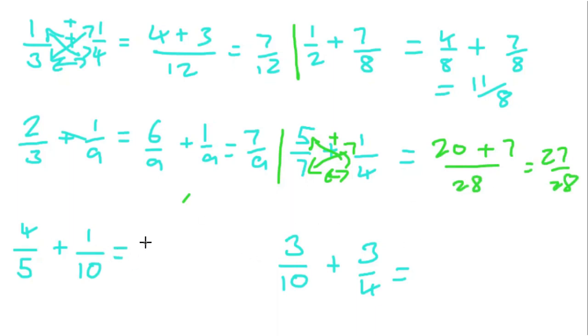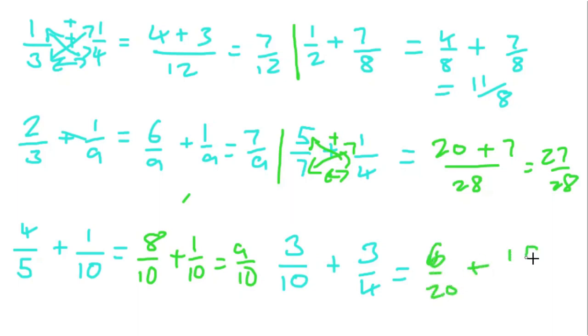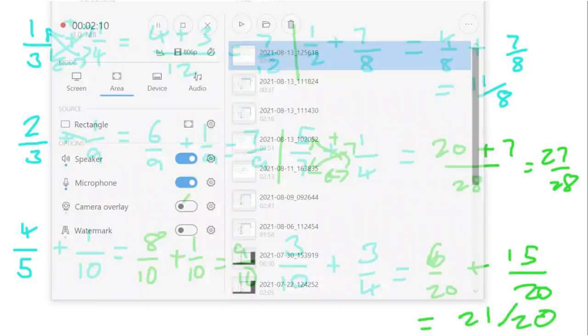Here 4/5 is 8/10, and we're adding that to 1/10, so that's equal to 9/10. And here I'm going to convert both of these into 20, so this is 6 over 20 plus 15 over 20, multiplying top and bottom by 5, and for the first fraction top and bottom by 2, and that's equal to 21 over 20.